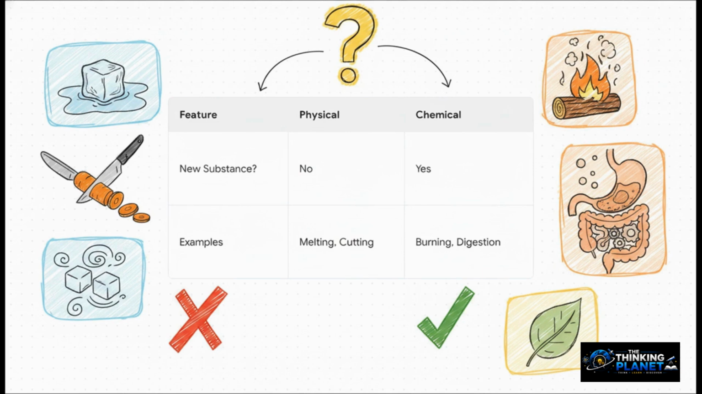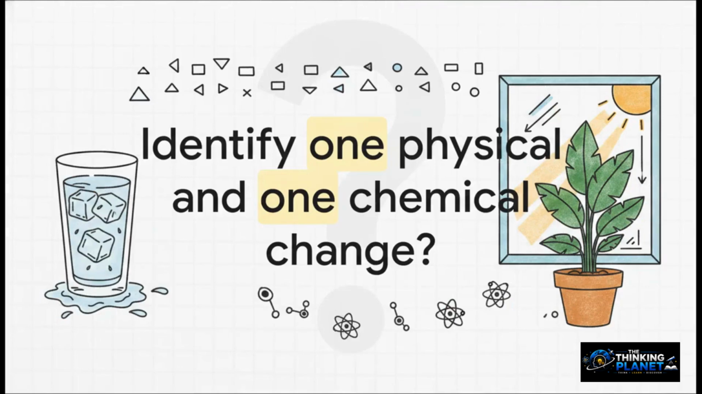If you see examples like melting ice, cutting vegetables, or dissolving sugar, you immediately know it's a physical change because nothing new was made. If you see burning wood, digesting food, or cellular respiration, you know for sure you're dealing with a chemical change because entirely new materials were formed. Which brings us to the end of our masterclass, but really the true beginning of your real-world application.